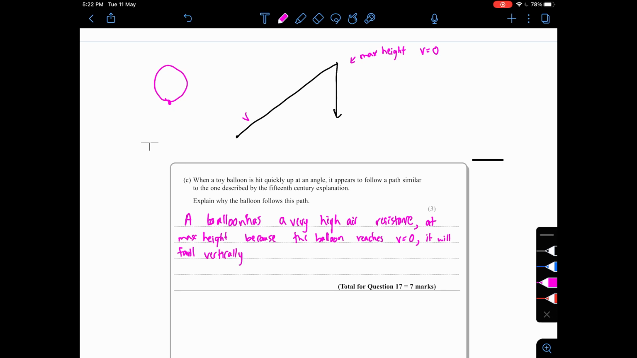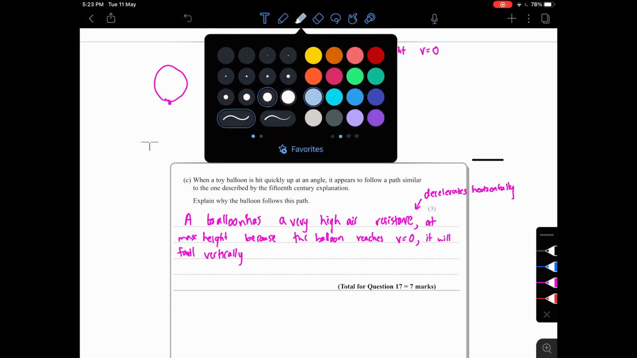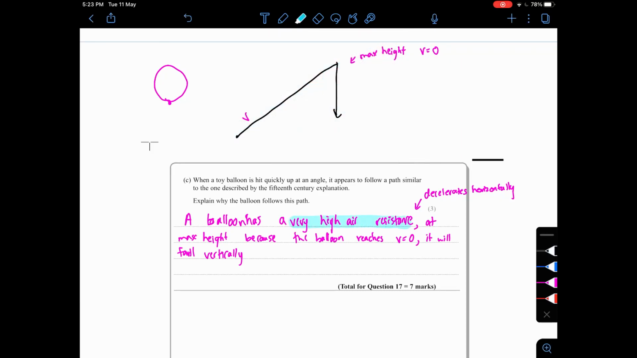Okay, so now we know a balloon has a very high air resistance, so it decelerates horizontally as well. I didn't say that, so you can also cite it over here: decelerates horizontally. That's another key point you can add to your 3 marks. So what are the key marks? The key marks are stating that the balloon has a very high air resistance, that it decelerates horizontally and vertically, and at max height the balloon reaches 0 velocity, so it will fall vertically down. So let me write vertically down.